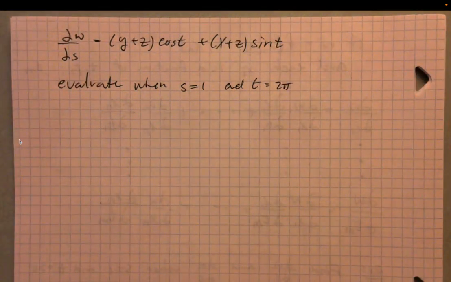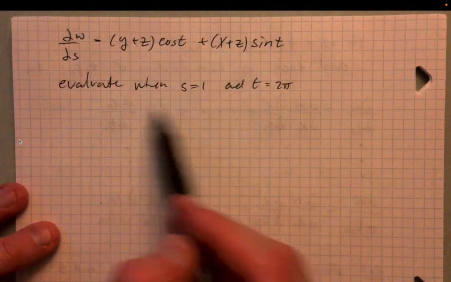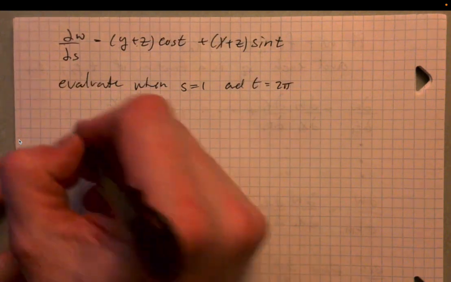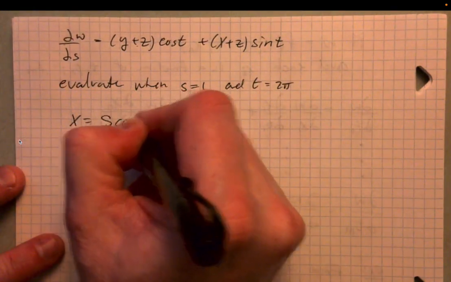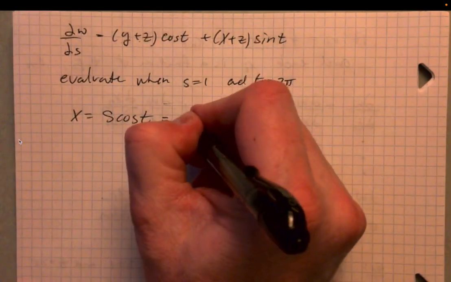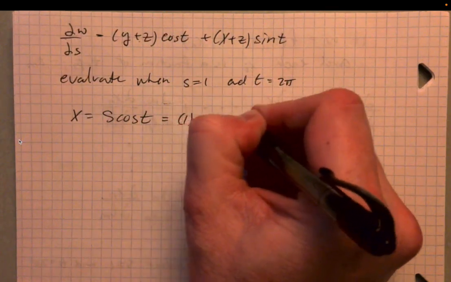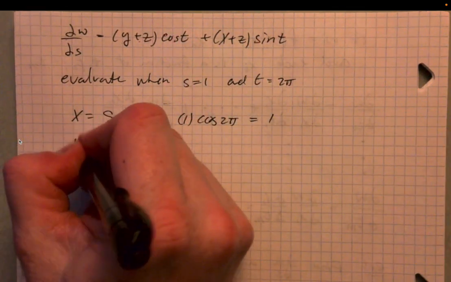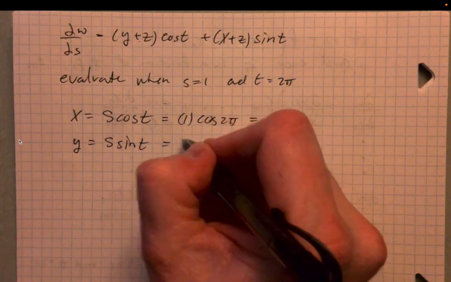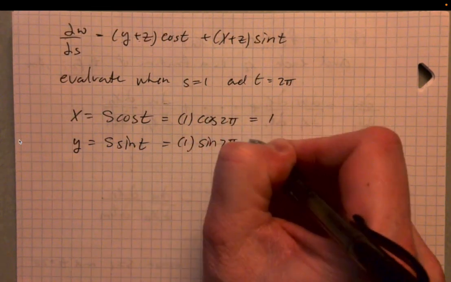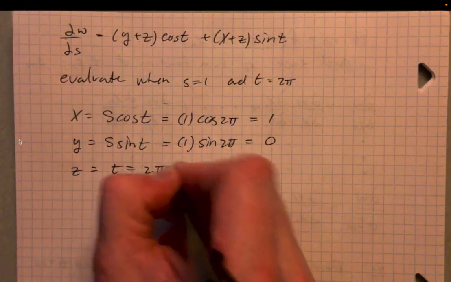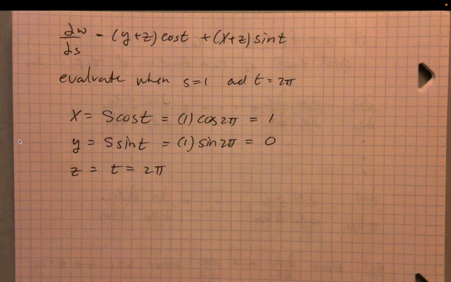So it's frequently a good idea just to go through and figure out what all of the variables are when we're evaluating at a particular value. Right, so in this case, x is equal to s cos t, which, in the case of s being 1 and t equaling 2 pi, would be 1 times cos 2 pi, which is 1. What about y? Well, y is equal to s sine of t, and so again, that's 1 times the sine of 2 pi, and that's going to be a 0. What about z? Z is equal to t, so it's just 2 pi. Okay, and then we just plug it all in.